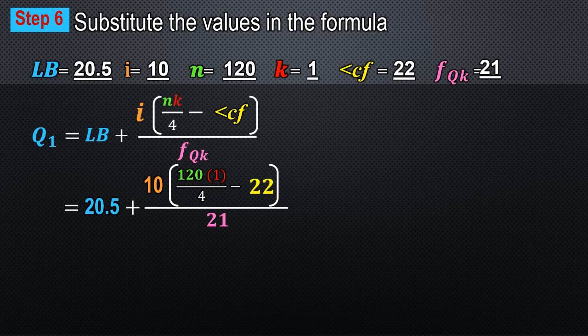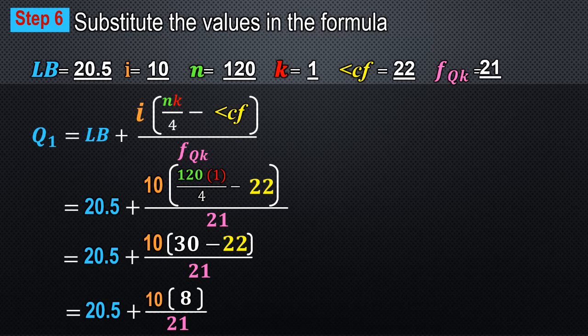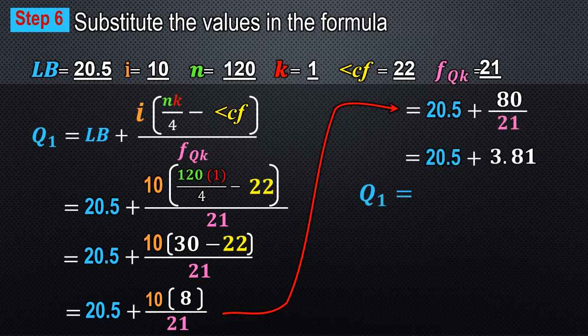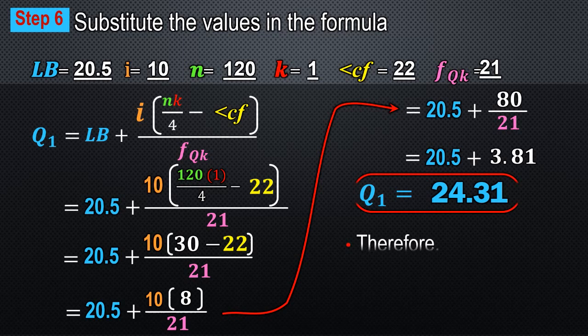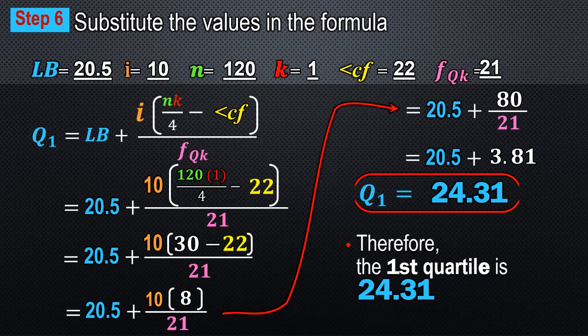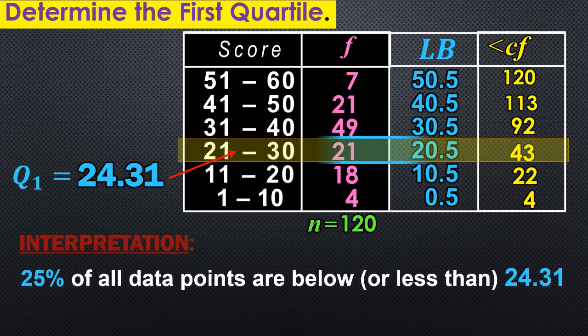Now, let us solve first the number inside the parentheses. 120 times 1 equals 120, divided by 4 equals 30. Then, 30 minus 22 equals 8. Then, 8 times 10, we have 80, divided by 21 equals 3.81. Then, 20.5 plus 3.81, we have 24.31. Therefore, the first quartile is 24.31. 25% of all the data points are below or less than 24.31.